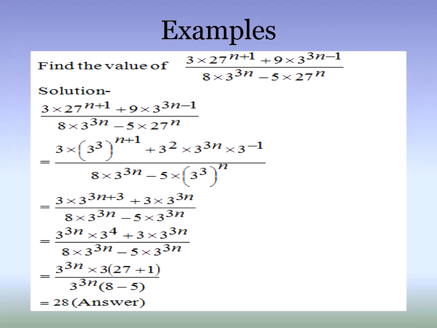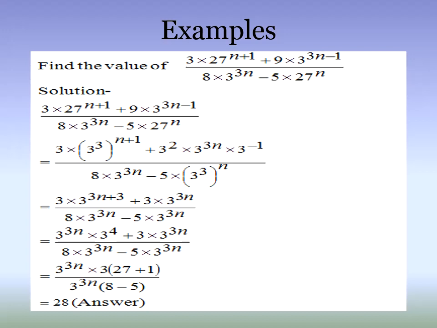Next, here all are the powers of 3, so we need to add them. So 3 to the power 3n, and 3 square into 3 to the power minus 1, which you can write only 3 to the power 1 or only 3. In the denominator, (3 to the power 3) whole to the power n becomes 3 to the power 3n. Now if I break all the terms, we can find 3 to the power 3n in two terms in the numerator. Similarly 3 to the power 3n is present in the two terms in the denominator.